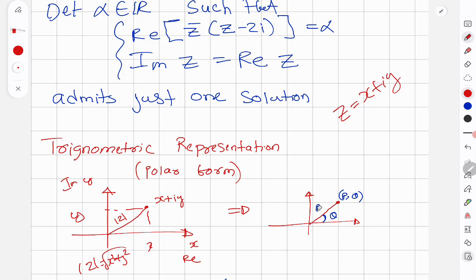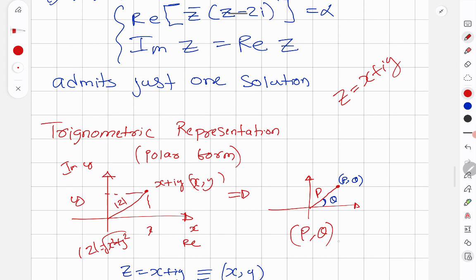So you mark this one as rho or p, whatever you say, and the inclination is theta. So instead of writing x comma y, you will write rho comma theta. What is rho? Rho is the modulus of z. Rho is the distance, and theta is the inclination.